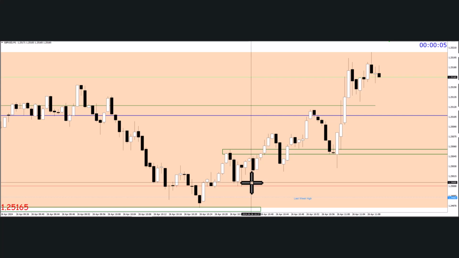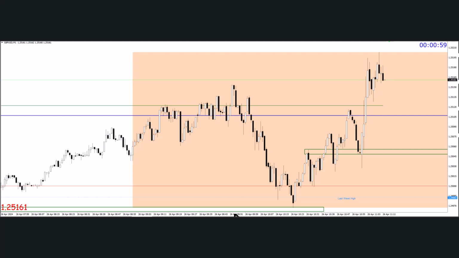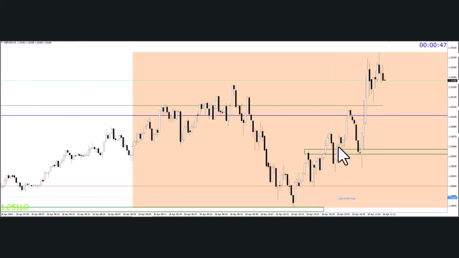So you've got to practice this. This is tape reading. You've got to practice this. Look at this on your own chart. Look at this in real time. Try to find these patterns on the charts that you're looking at and try to understand and identify these turning points. That's the only way you're going to get good at this.